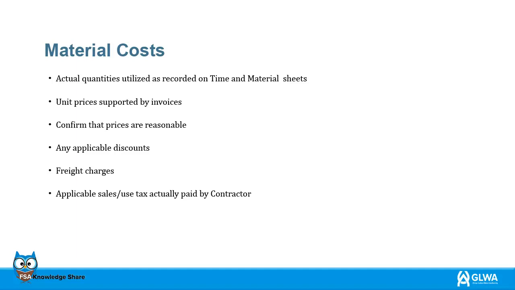Material costs should be thoroughly reviewed for the following information: actual quantities that are recorded on time and material sheets, unit prices that can be supported by invoices. It needs to be confirmed that the prices are reasonable. Any applicable discounts: if the contractor receives discounts, those savings should be passed on to GLWA. Freight charges and applicable sales and use tax actually paid by the contractor. Currently, all contractors are required to pay sales taxes.